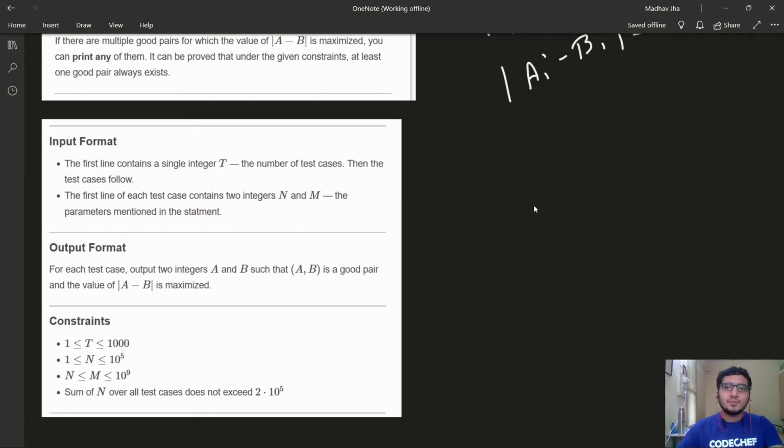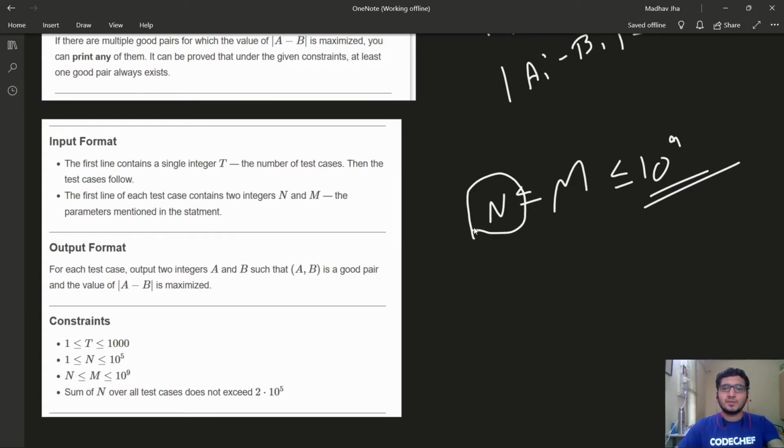Now this is the important part, that m has to be greater than or equal to n and less than or equal to 10 raised to 9. So this here is just the constraint, right? Because we do not want to have integer overflow. But this here will act as an important piece in solving this problem.